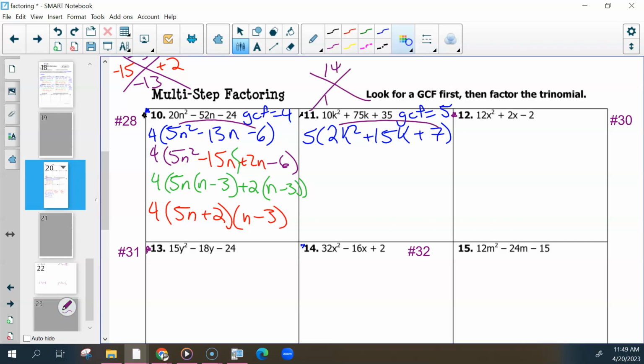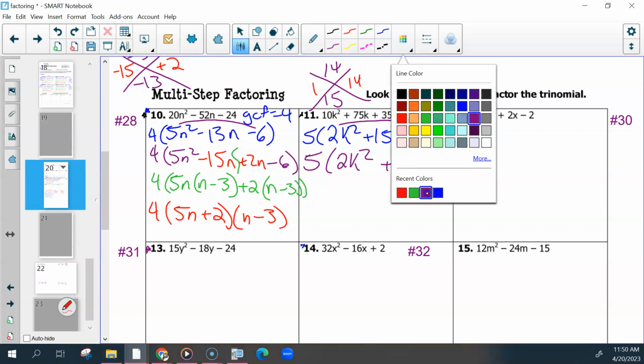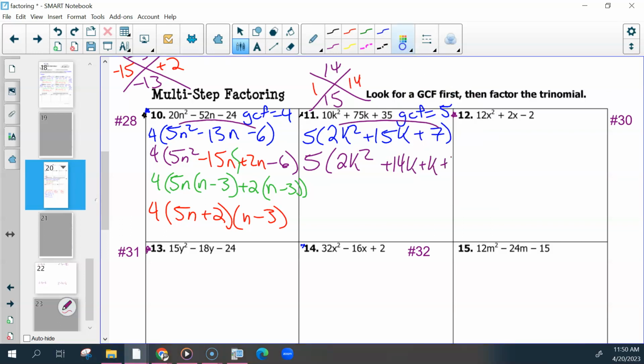So you're looking for two numbers that multiply to be 14 but add to be 15. The closer those numbers are, one of your factors is going to be 1. So what two numbers will work? Say it louder. 14 and 1. So 2k squared plus 14k plus 1k. I forgot to do this. Plus 7.